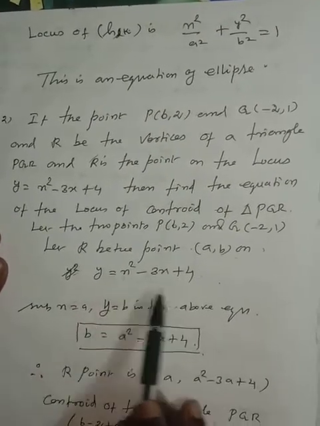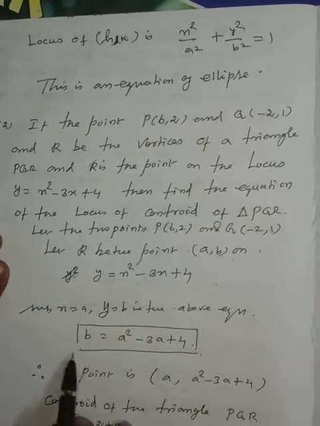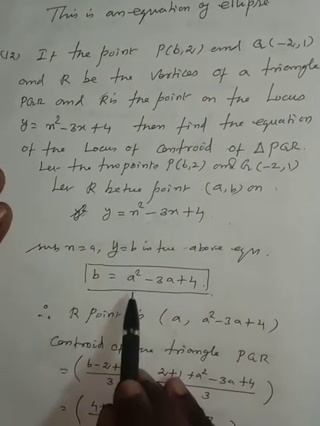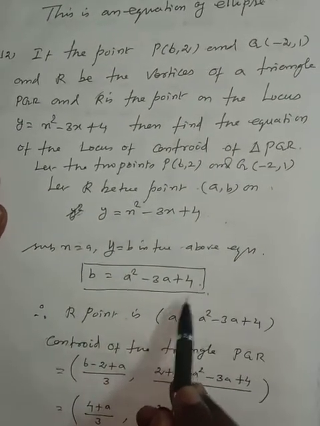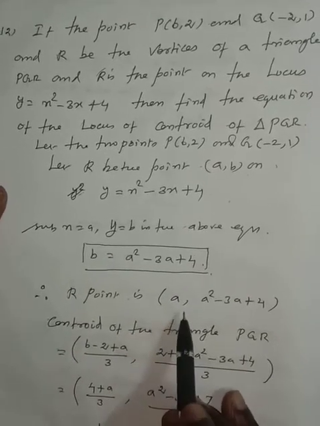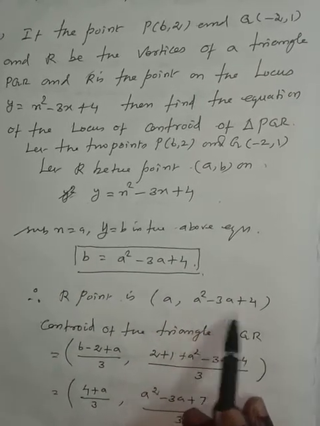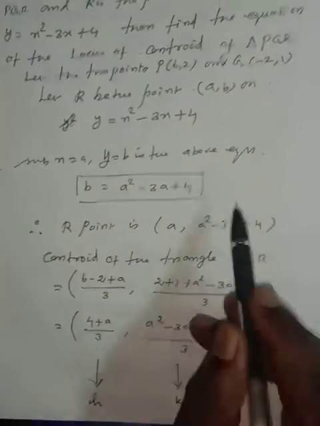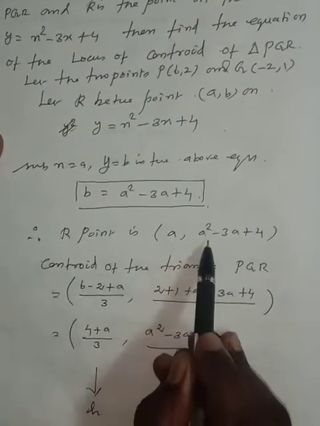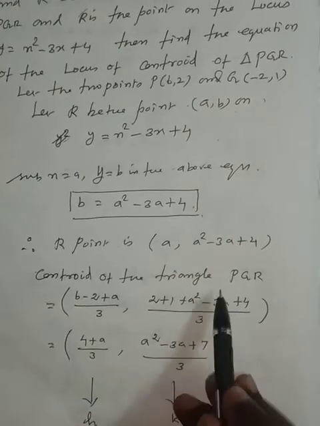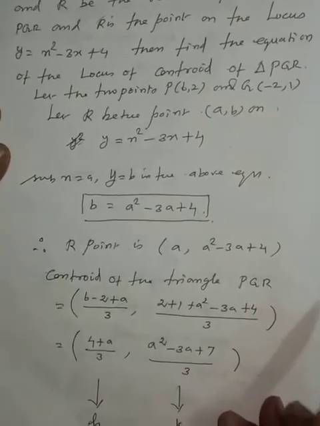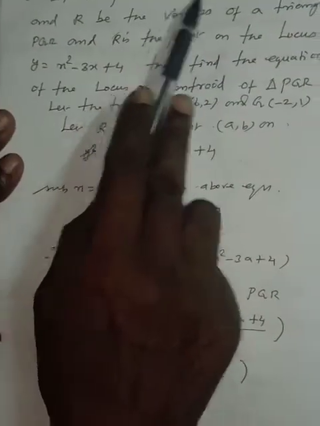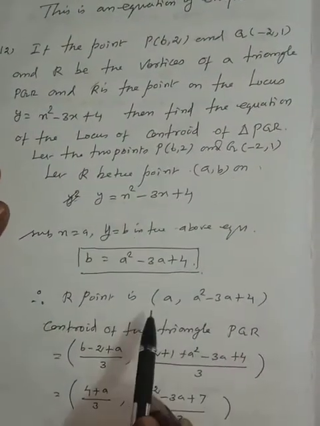Y is equal to x square minus 3x plus 4 becomes b is equal to a square minus 3a plus 4. R is a point (a, b), b is a square minus 3a plus 4. Therefore, the point R is (a, a square minus 3a plus 4). Now the centroid of the triangle PQR. Take first point P, second point Q and third point (a, b).